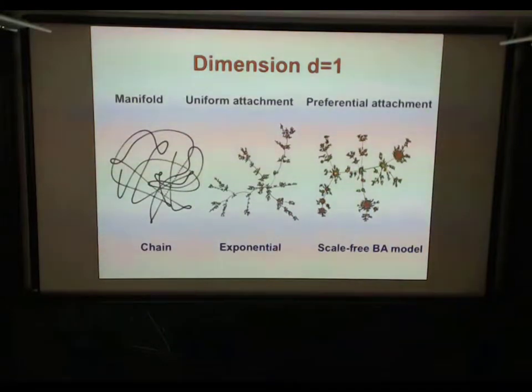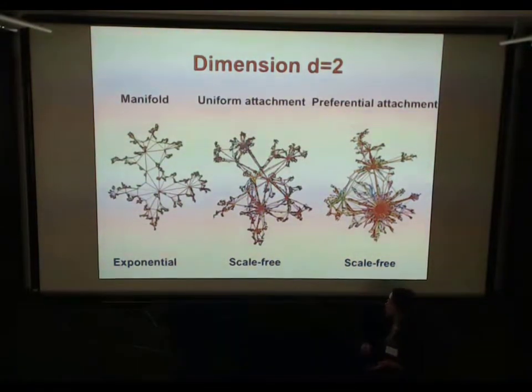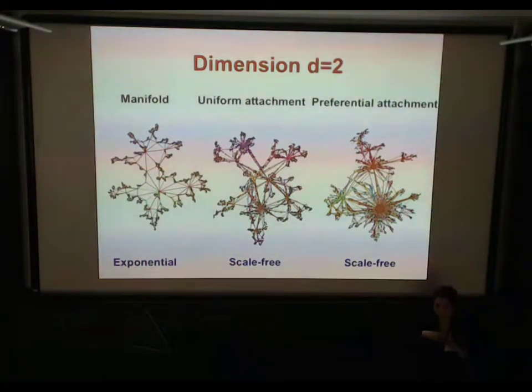What happens instead for D equal to 2? Well, for D equal to 2, also the uniform attachment generates a scale-free graph, because actually I'm attaching a triangle to any random link. So I will end up attaching a new link to a node proportionally to how many connections it has already. So this is an emergent preferential attachment. And the manifold is an exponential network.